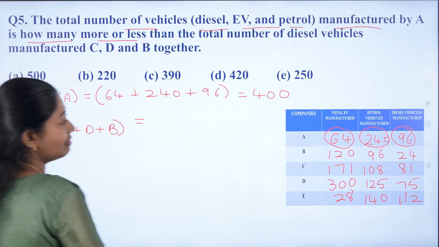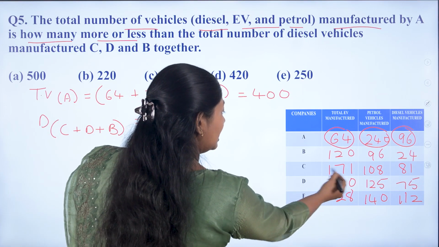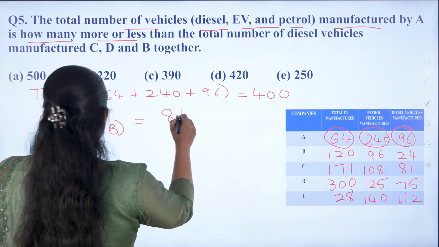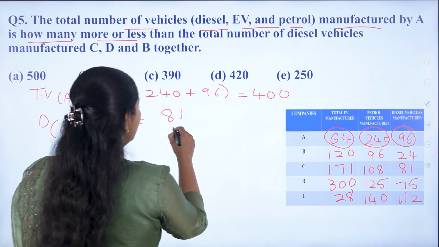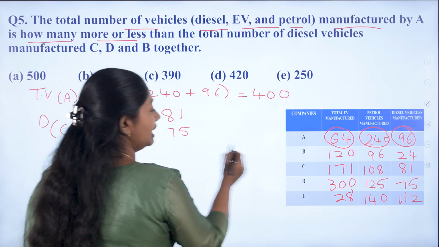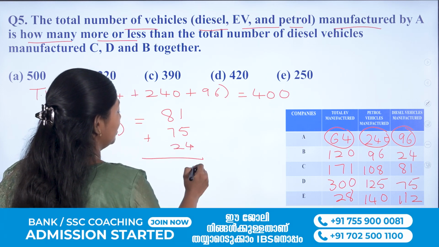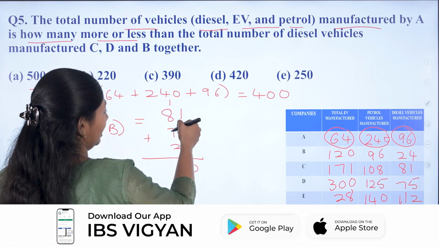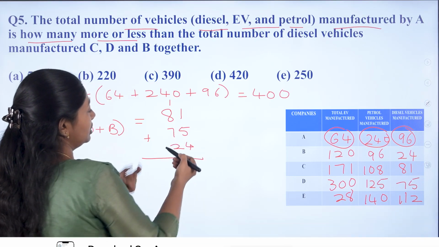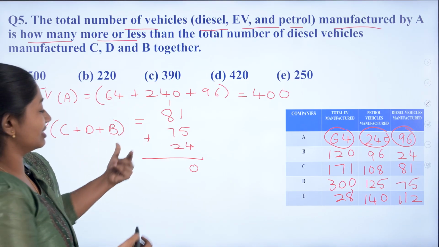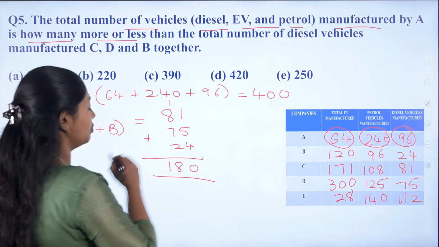So, what are the diesel vehicles manufactured? C is nothing but 81. D, 75. Then B is how much diesel vehicles? 24. If you add, 81 plus 75 is 156, plus 24 is 180. So you are getting 180.